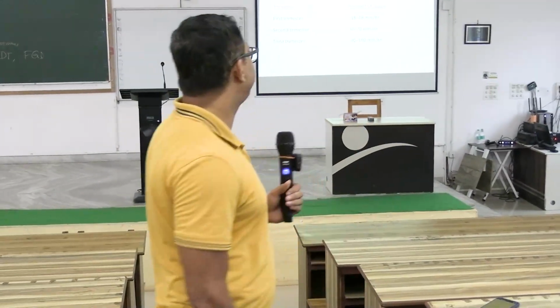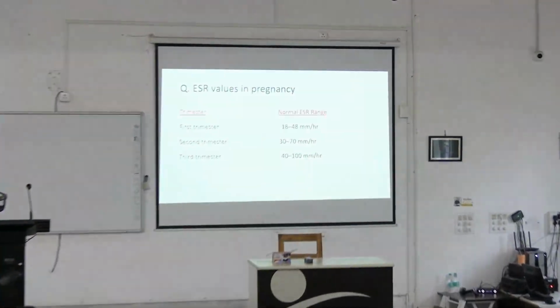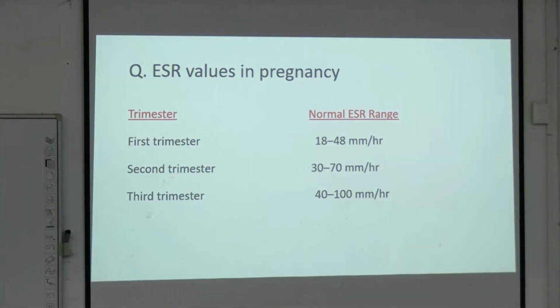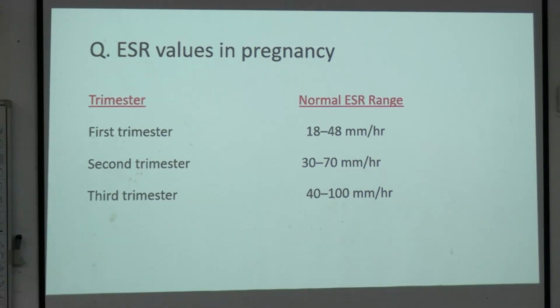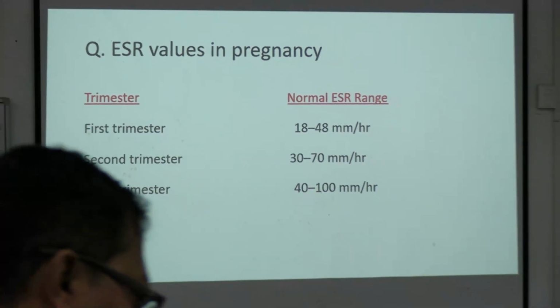Okay, ESR values in pregnancy you may remember. First trimester is 18 to 48, second trimester 30 to 70, and third trimester 40 to 100.